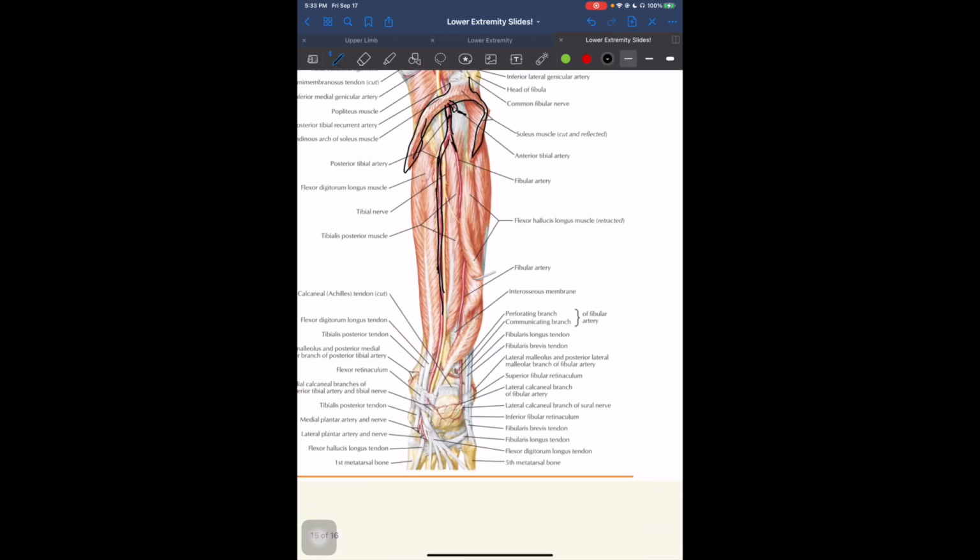Okay, the posterior tibial artery is going to run with this tibial nerve, which, like I said earlier, is going to be innervating all these muscles. Okay, here they come. There they go. And then I'm going to go back again to show where that anterior tibial artery is going.